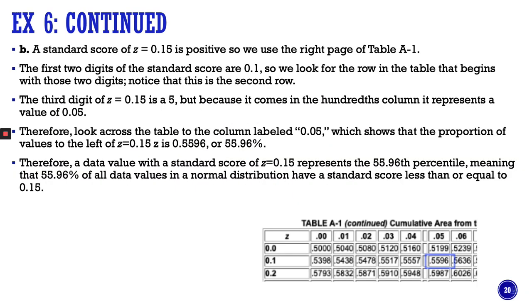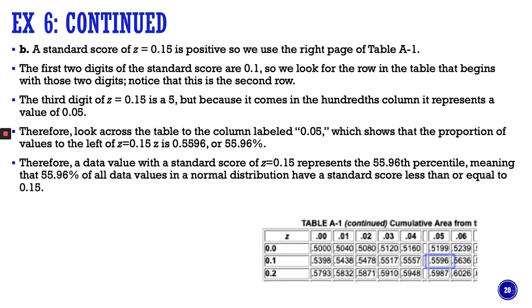All right, let's look at B. So here again we have the table. Now it's positive, so we're using the right page of the table. The first 2 digits of the standard score are 0.1. So we look for the row with 0.1, and then we go over to find the 0.05. And where those line up and intersect, that's our score right there.